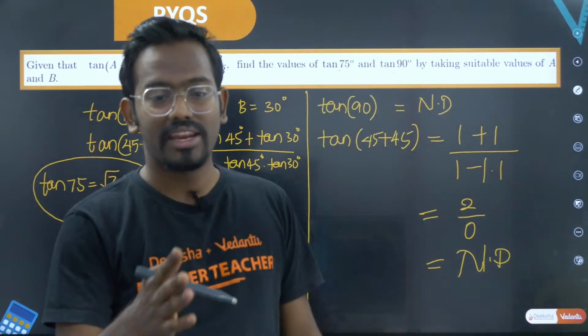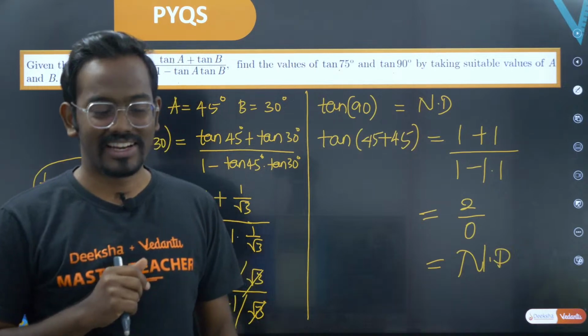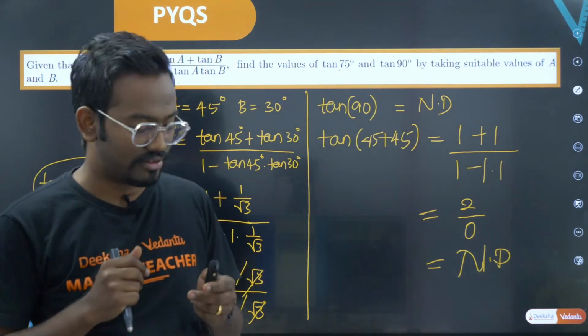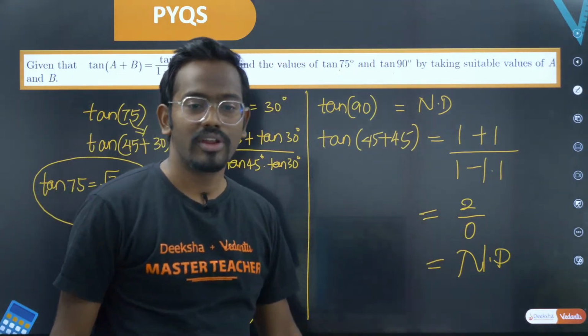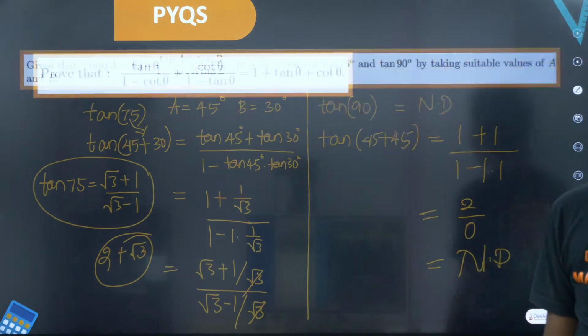Hope this is clear. Very good. Harshavardhan answered it before me. Very good, very good. Well done guys. So tan 90 we get 2 by 0, and therefore it is not defined. Super. Well done guys. So let's take up the next question.